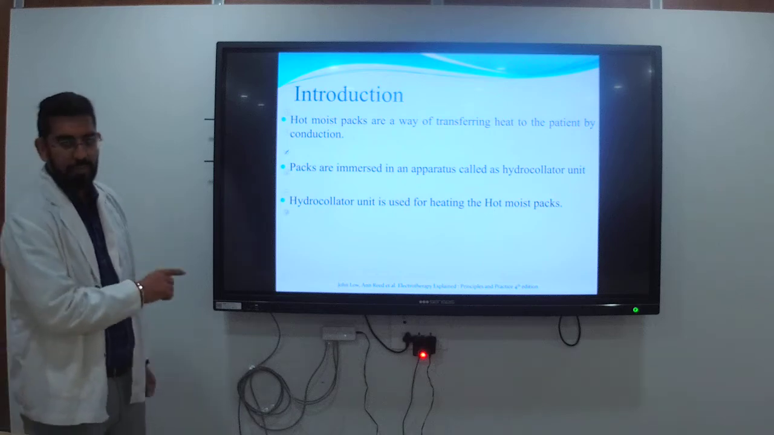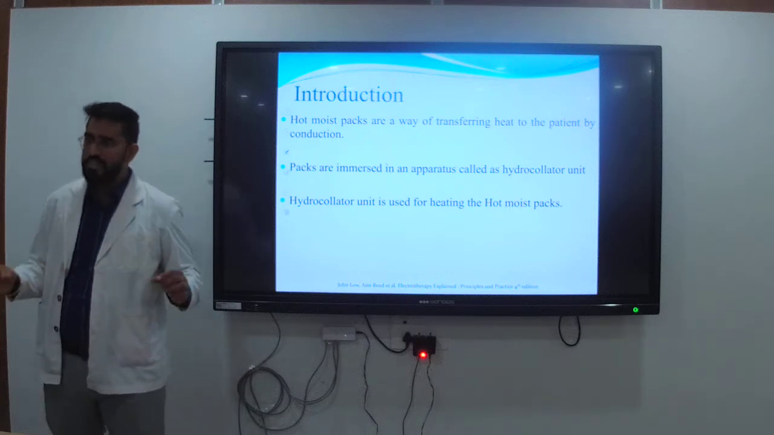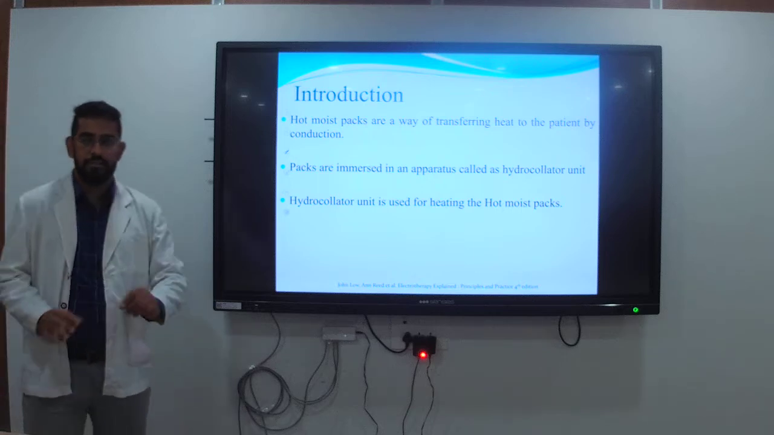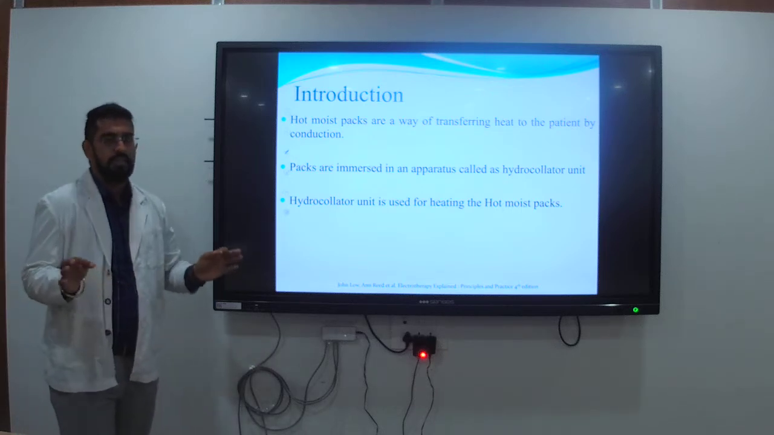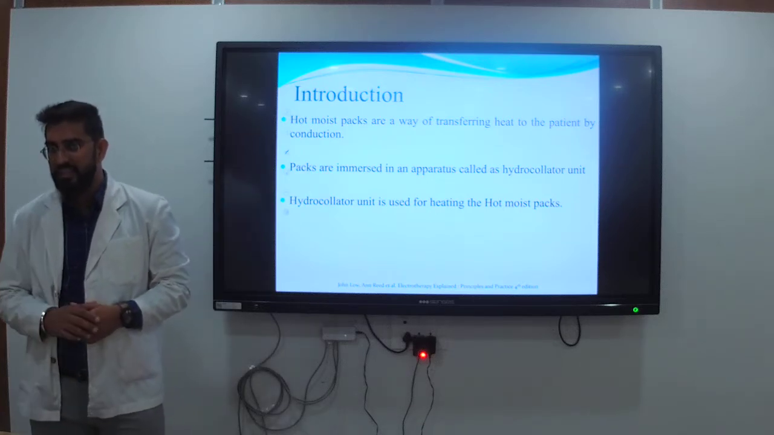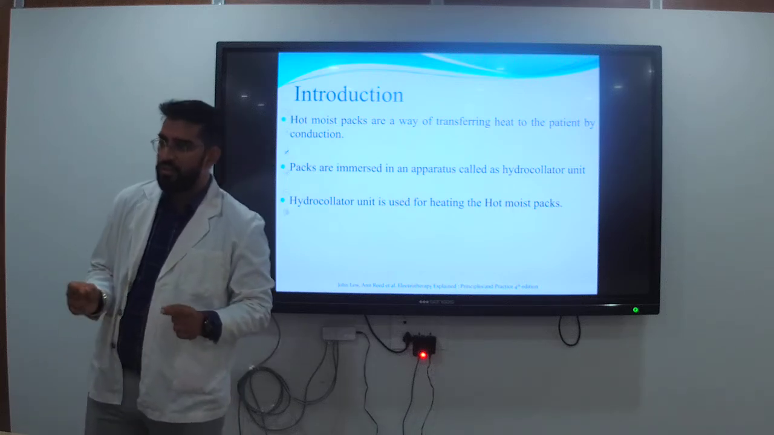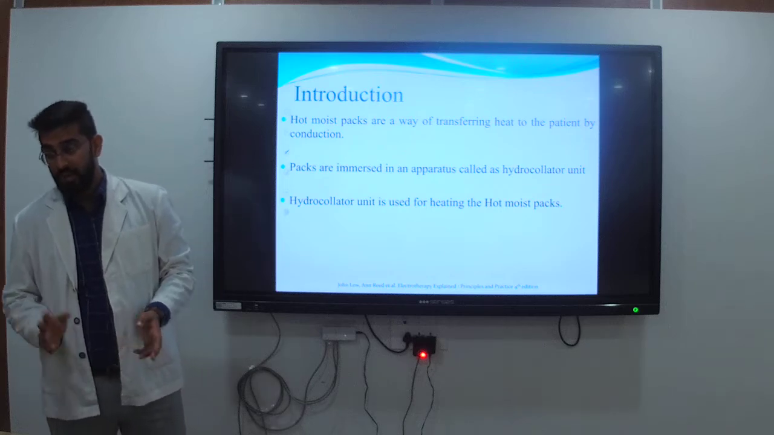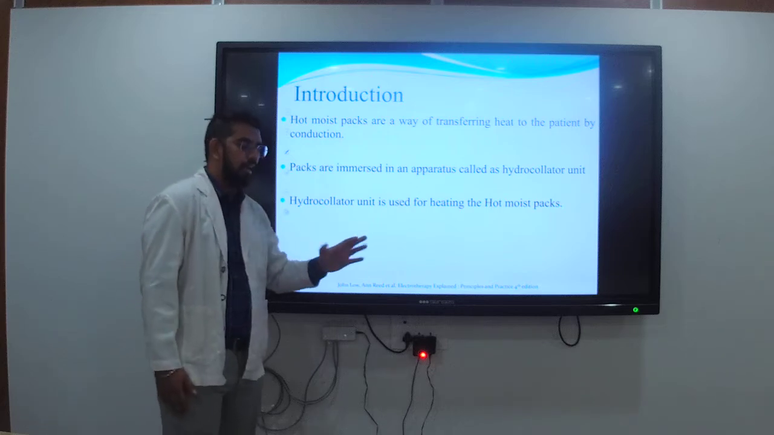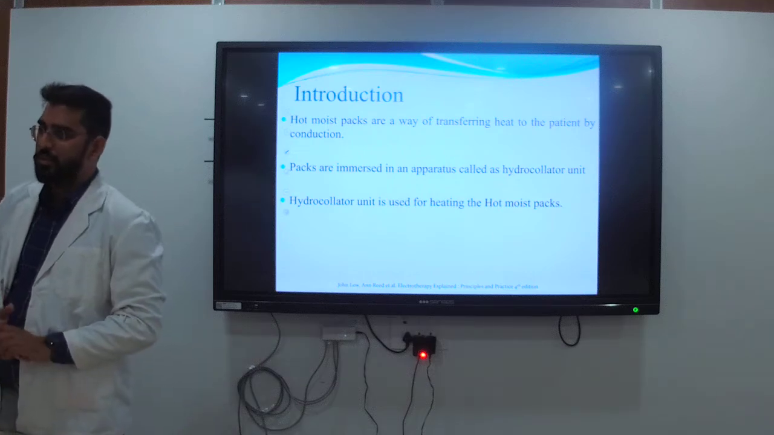I have a photo, I will be showing you in the later slides. For now you should know these packs; I also have a picture of the packs that I will be showing you. These packs are immersed in the unit. This unit is heated to certain degrees, and once it is fully heated, which is ideal for the application, we remove it and we apply. How to apply? Again, I will be telling you. Now, the hydrocollator unit is used for heating the hot moist packs. As I have explained, it is a unit which helps in heating these packs.